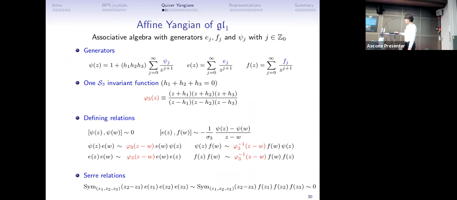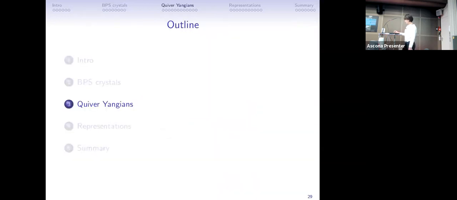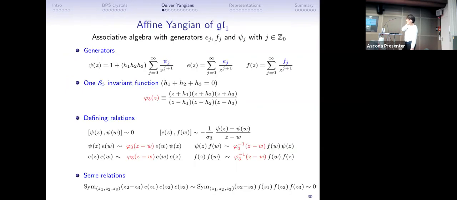Okay, so now is the second part. I'm going to explain how to derive these BPS algebras. For the simplest case, C3, the answer is already known. It's this affine Yangian of gl1, which actually played an important role in the proof of the AGT conjecture. This might look complicated, but let me walk you through it. For the moment, if you forget about the coproduct structure, this is just an associative algebra with 3 families of generators here. And this psi is the Cartan, this e is the raising operator, and the f is the lowering operator.